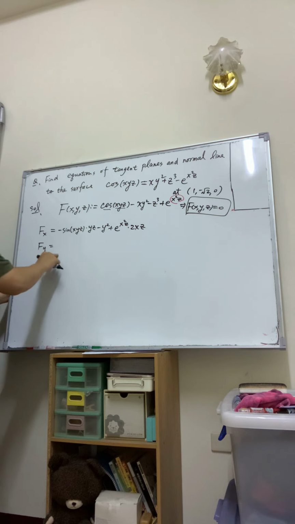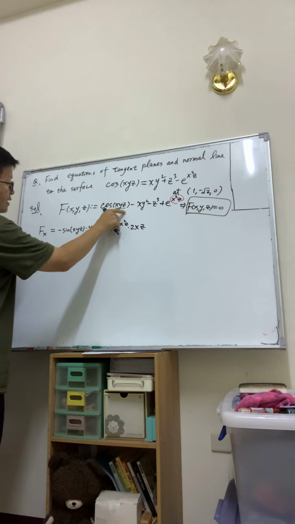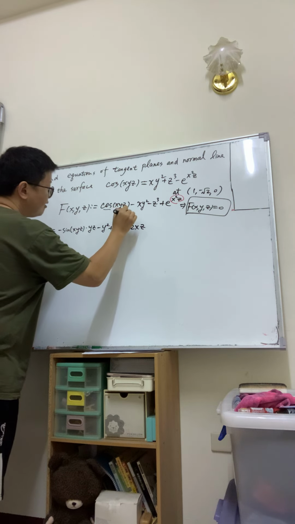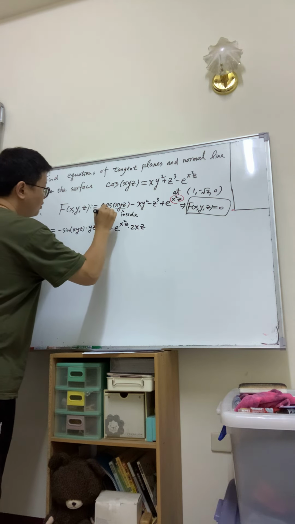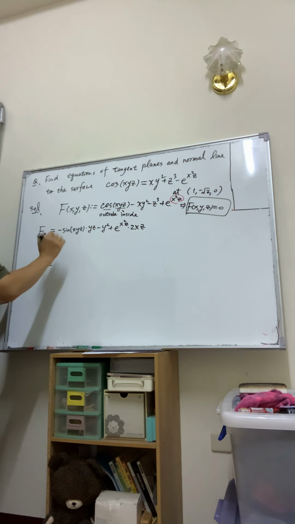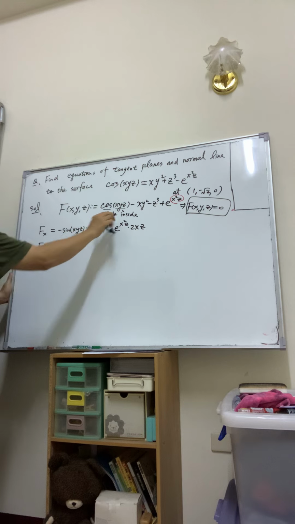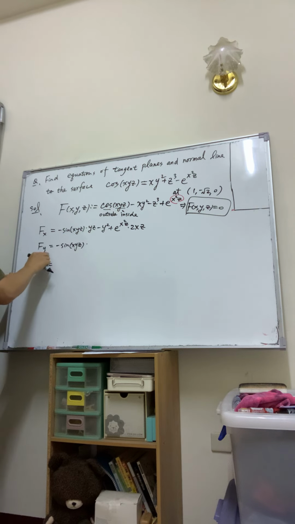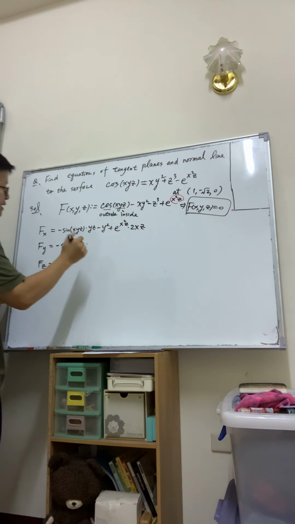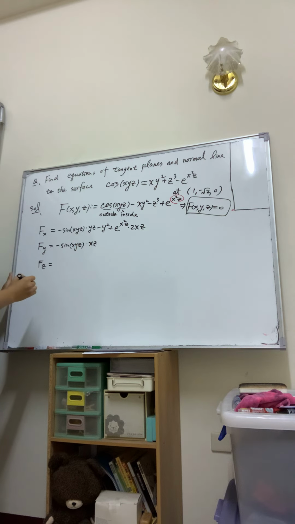And the second one, partial F partial y. Again the cosine is outside and inside is inside. For the outside function, we always have negative sine of xyz. But the inside function's derivative, now the variable is y, so it becomes x times z for the first term.